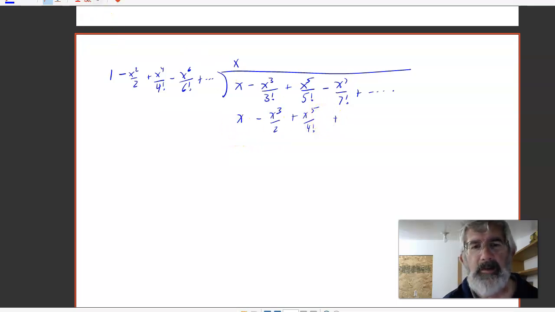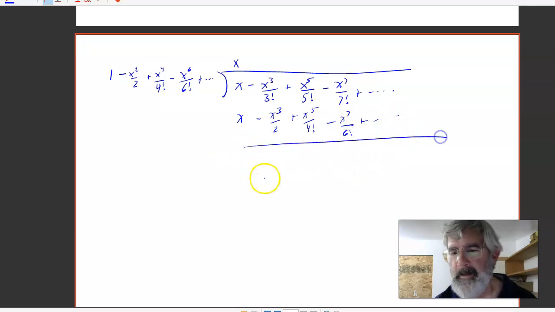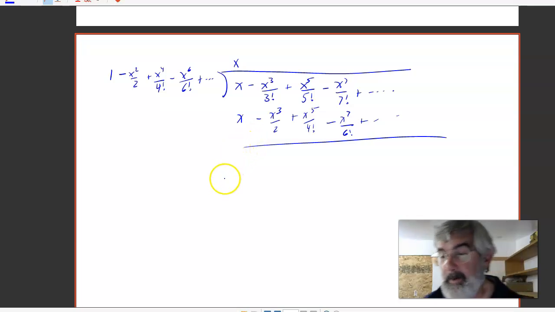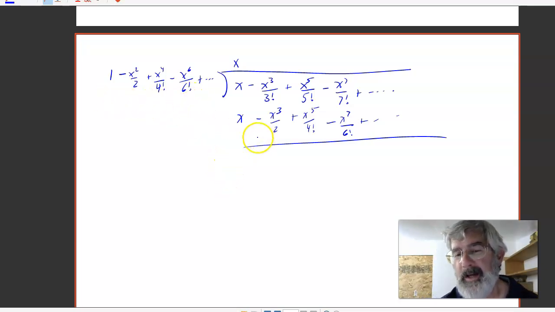It should be minus x to the 7 over 7 factorial over 6 factorial. Come on now. Plus and so on. And then I subtract. Now, because this is an infinite polynomial, I've got infinitely many things that I need to subtract. And so as I subtract them, I'm going to change the signs and add. So this becomes a minus, and this becomes a plus, and this becomes a minus. And so these go away.